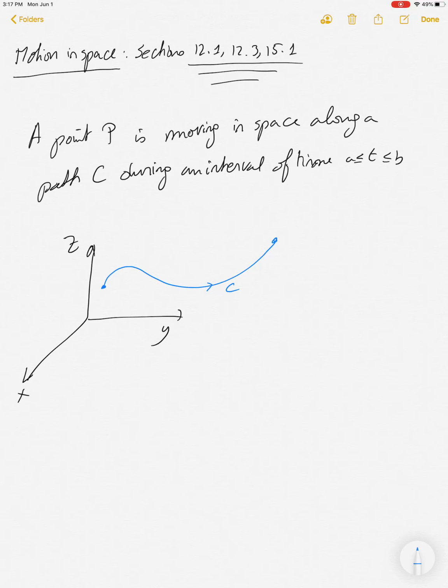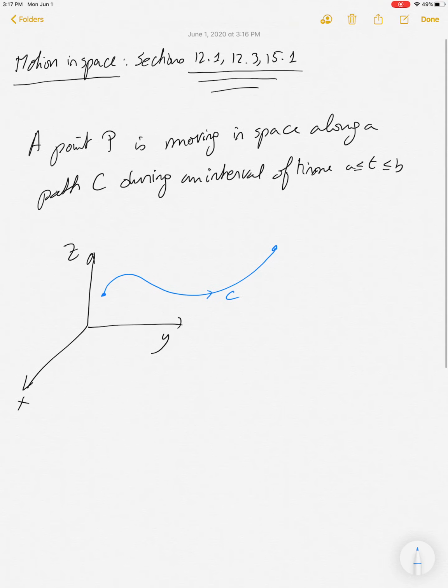So you can imagine this. You have a car driving, you have any motion in space. This is the curve, a one-dimensional thing, but you are moving in R3. So the motion happens in space, but this curve C is one dimension. I put it in blue, this is my starting point, this is my ending point.